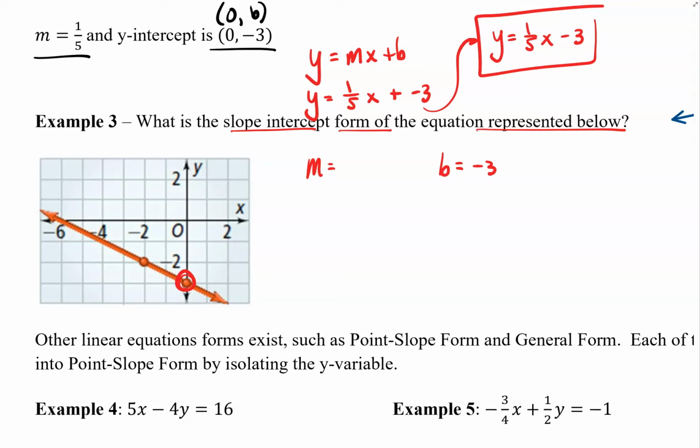Some might want to report that as a coordinate, and I'm okay with that. I actually like that idea. We might write the coordinate as 0, -3. The y-intercept is actually a point, not just a number.